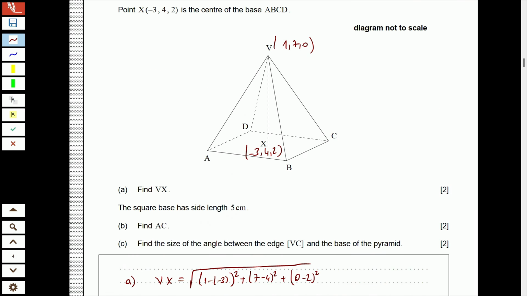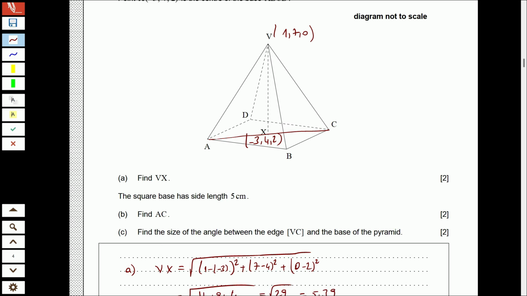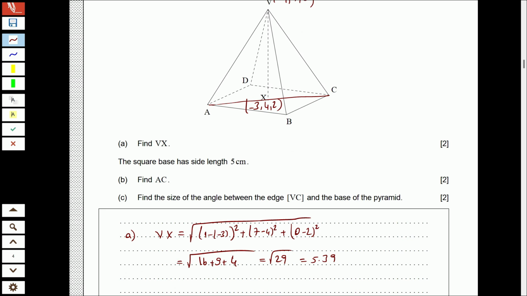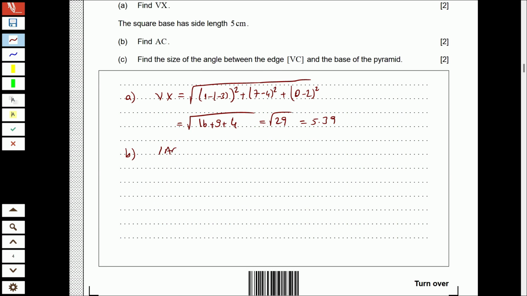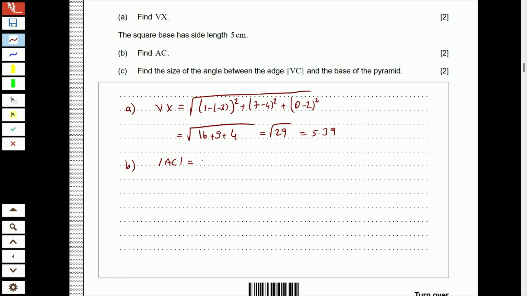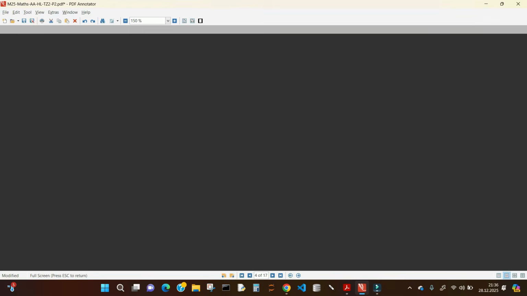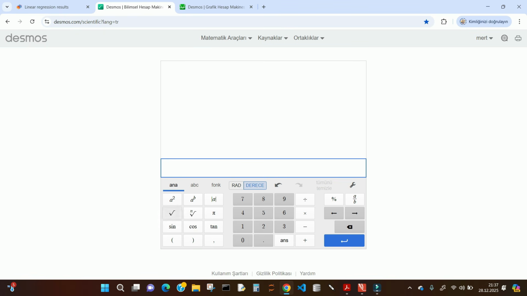Find AC. You see that AC is here, the diagonal of the square. And I know that the square base has side length 5, which means AC, from the Pythagoras theorem, equals the square root of 5 squared plus 5 squared, square root of 50. Let's calculate this one. Square root of 50 is 7.07.